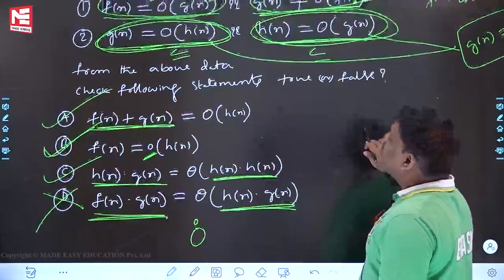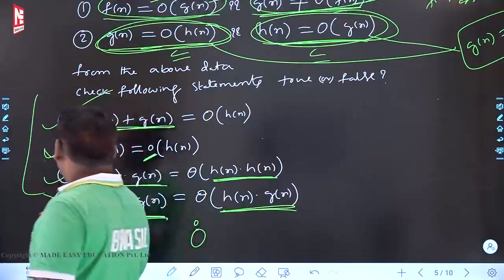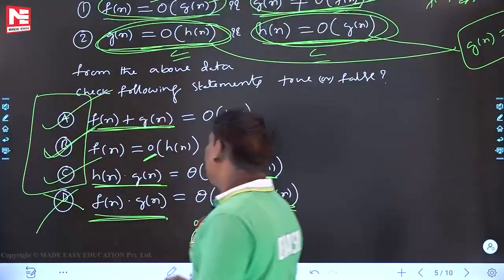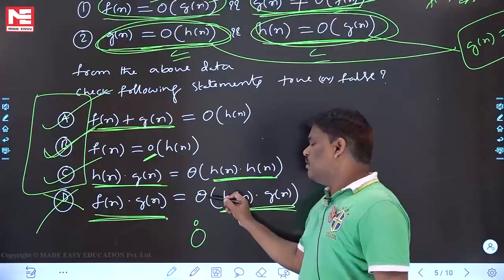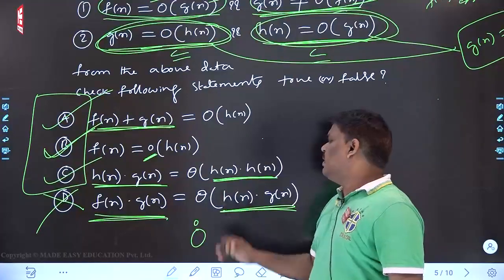He is asking to check whether the following statements are true or false. I think the first 3 statements are true, the last one is false. The last one is true when, if at all big O is true, small o is also true. I think the remaining will fail.